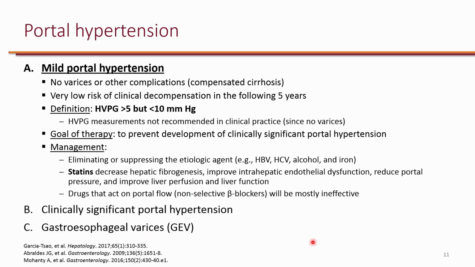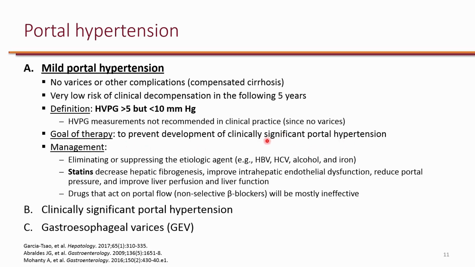Now let's take a look at mild portal hypertension. Mild portal hypertension is defined as HVPG of greater than 5 but less than 10 millimeters of mercury. No varices or other complications are present, so this is in general compensated cirrhosis. There is very low risk of clinical decompensation in the following 5 years based on the studies that we have. So the goal of therapy for these patients is to prevent development of clinically significant portal hypertension.